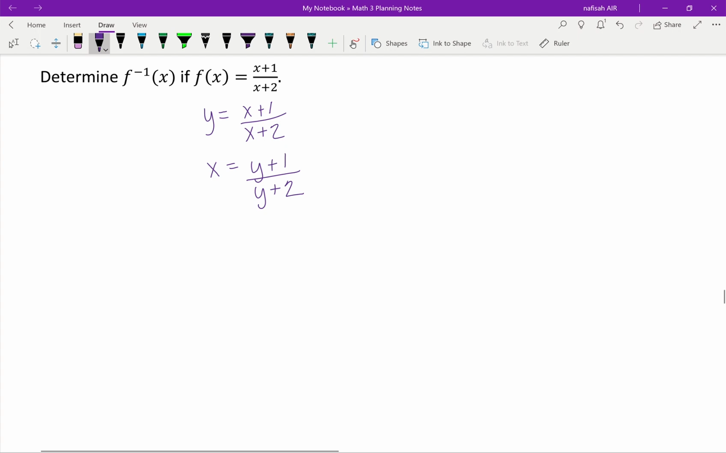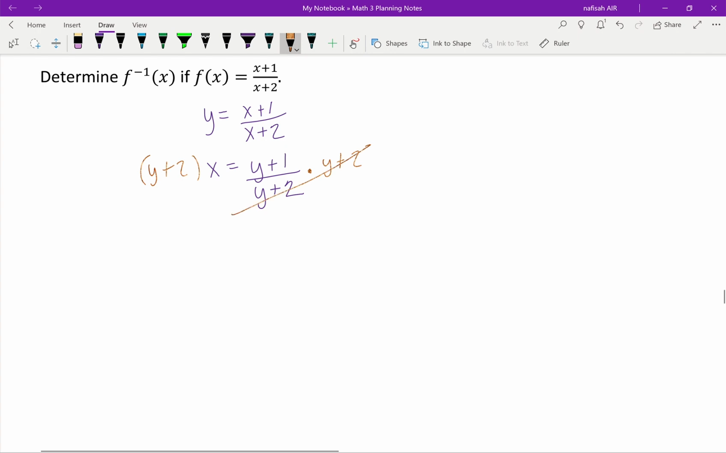From there, I always have to multiply by the denominator if I have a fraction and I have a variable that I'm trying to solve for in the fraction. I need to get y by itself. My goal is to solve for y. Y is in the fraction. I need to multiply by the denominator. My denominator in this case is y plus 2. So I'm going to multiply both sides by y plus 2.